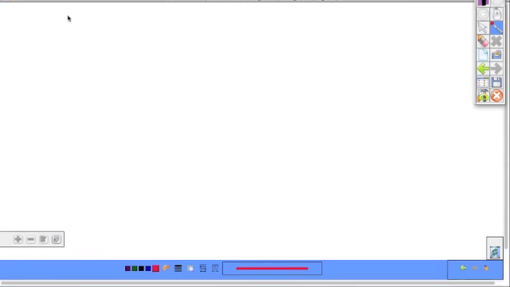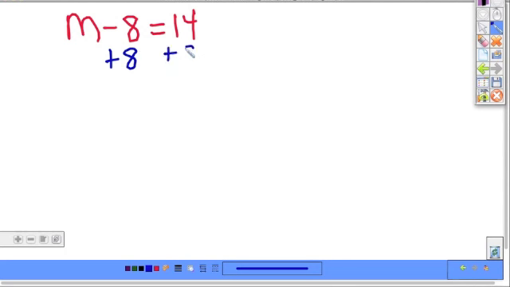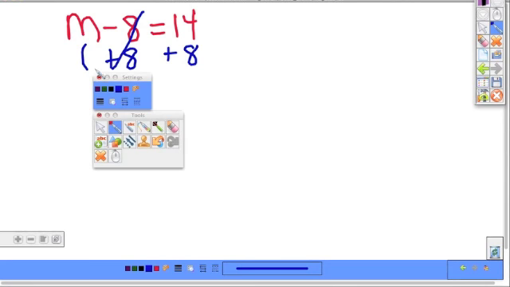What if I had m take away 8 equals 14? All right, my goal is to get the variable by itself. I want this m all by itself. Right now, it's attached to a -8, however you want to say that. So what's the opposite of subtracting 8? Adding 8. What you do to one side, you do to the other side. Okay? These 8's cancel because it would have become a 0. And my m falls down.